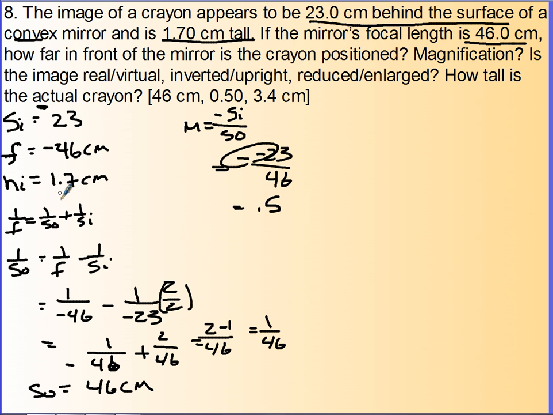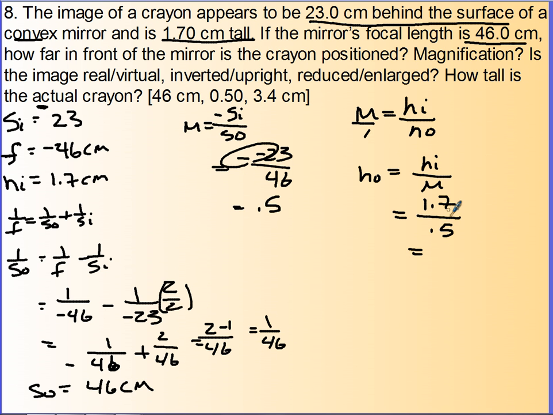Now let's find the height of my object. I know the magnification is HI over HO. So the height of the object is going to be the height of the image divided by the magnification. Just a little cross multiplying there. Use whatever math actually works. So HI is 1.7, my magnification is 0.5. So 1.7 divided by 0.5 is 3.4 centimeters.